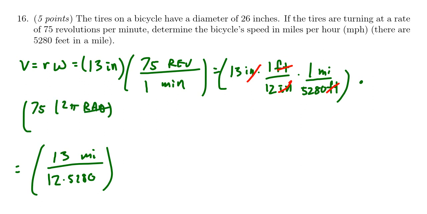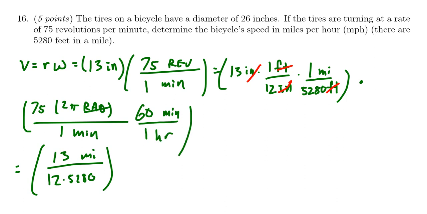But really, radians is like a unitless quantity there. So we don't even have to write the radians in there. We're going to get 75 times 2 pi. We have to convert the 1 minute into hours, for which case there are 60 minutes in an hour. So 60 minutes in 1 hour, like so. And oftentimes people are confused about which should it be. Should it be 60 minutes over 1 hour or 1 hour over 60 minutes? Am I timesing by 60 or dividing by 60?